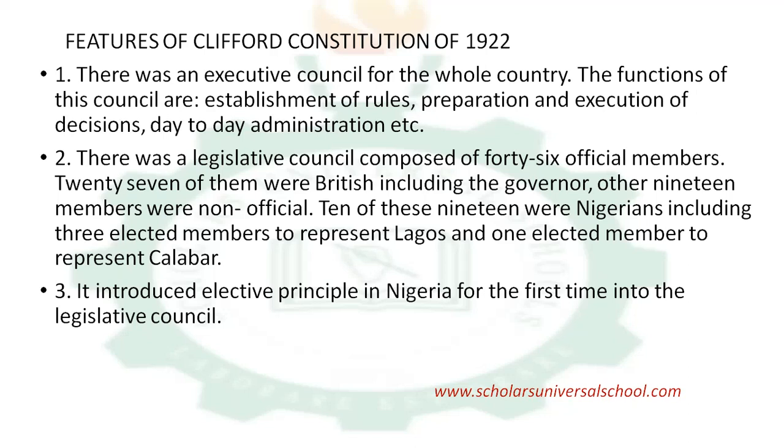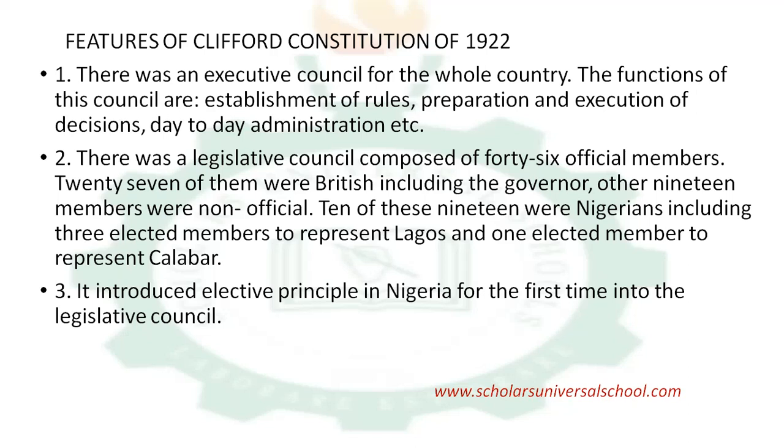Then the second one is that there was a legislative council composed of 46 official members. 27 of them were British, including the governor. The other 19 were non-officials. 10 of these 19 were Nigerians, including 3 elected members to represent Lagos and 1 elected member to represent Calabar. Let me explain this for understanding's sake.